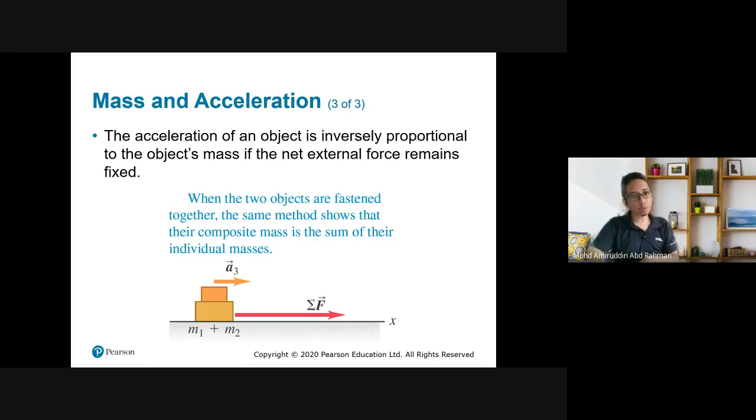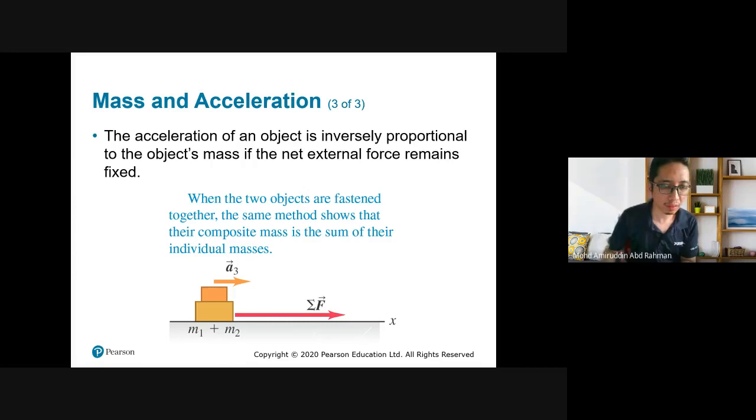Okay, so how do we want to know the acceleration? That's where we use Newton's second law, which is Newton's second law of motion. This is the famous equation F equals ma.